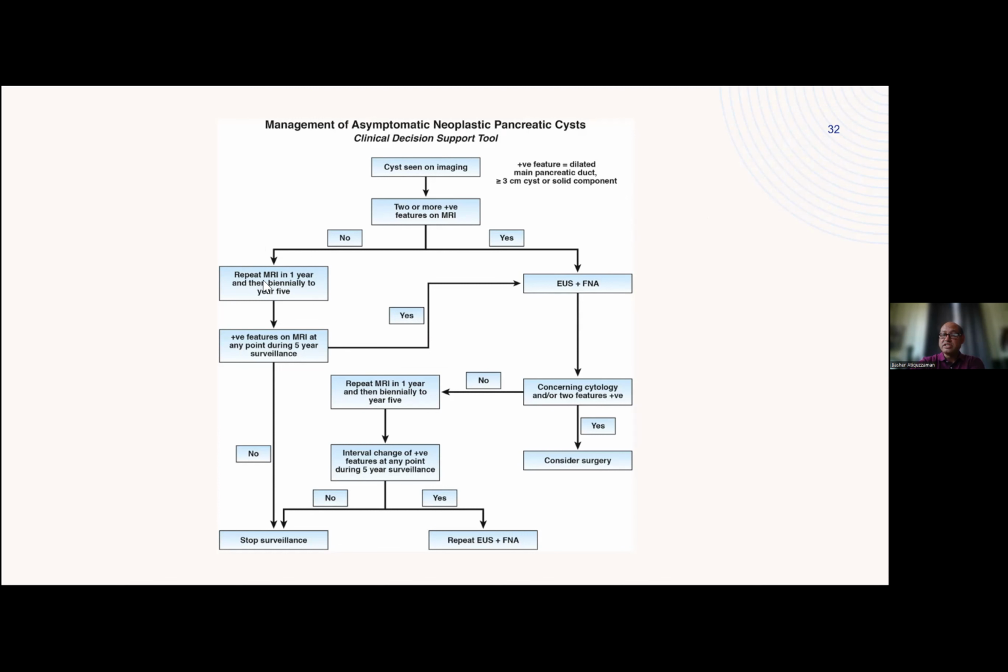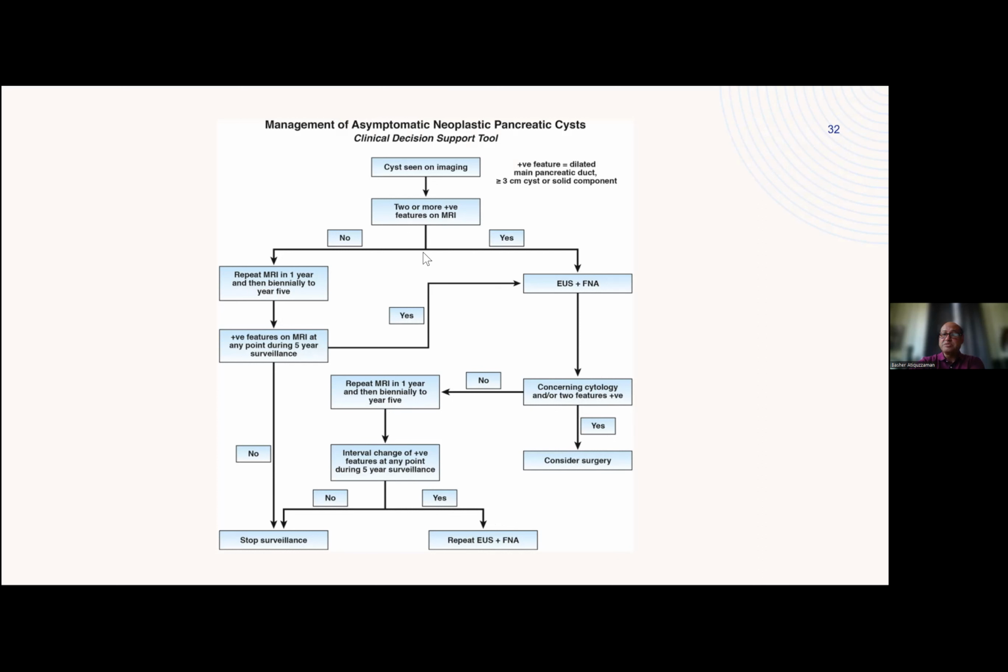If it's not, you repeat the MRI. With EUS and FNA, if you see a concerning cytology, or evidence of any pre-malignant cell or DNA, you go for surgery. If not, you repeat the MRI biannually for the next 5 years. If it's negative, you don't need to do anything. If it's positive, you follow the same cycle again. If it's positive, you go for EUS and FNA.